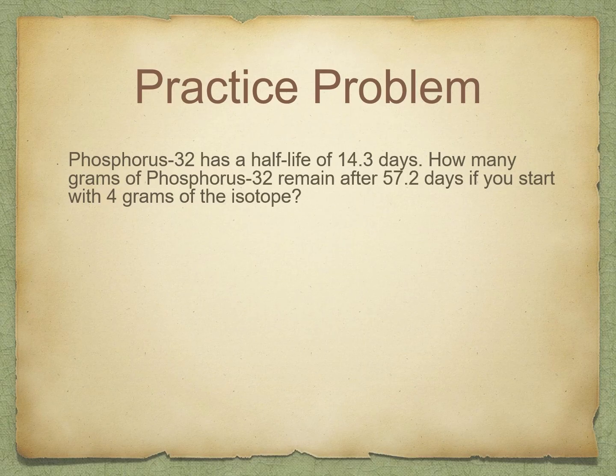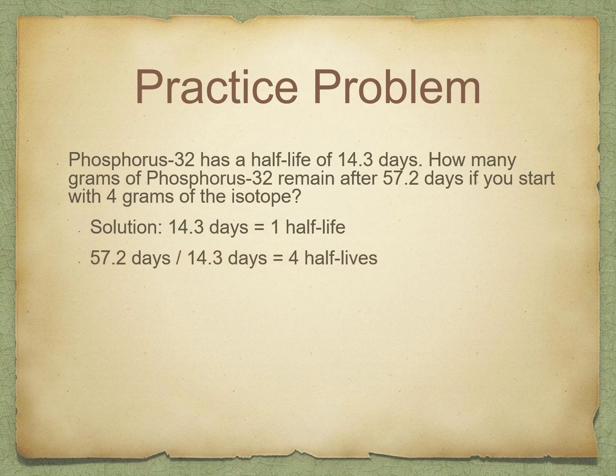Phosphorus-32 has a half-life of 14.3 days. How many grams of phosphorus-32 remain after 57.2 days if you start with 4 grams of the isotope? So if the half-life of this radioisotope is 14.3 days, after 57.2 days, we would have 4 half-lives occur. So this radioactive isotope would have decayed 4 times.